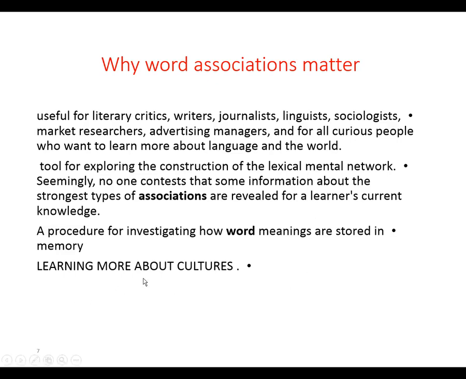Also, we can learn more about cultures. If you want to know more about the culture of a particular person, you can try this test. Try this test and ask what comes to your mind when such and such. The associations that he or she is going to give will be used as a glimpse into a window into the culture of this person, the brain of this person. This is why word associations are very, very important.